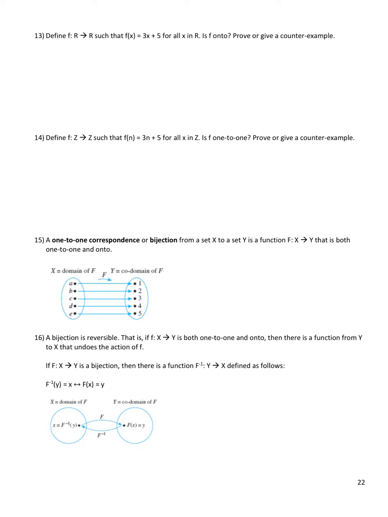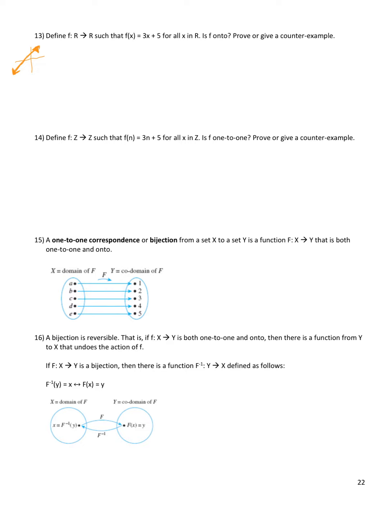Define a function f from the reals to the reals such that f of x equals 3x plus 5 for all x in R. Is f onto? Prove or give a counterexample. Okay, so just quickly thinking about the graph of f of x equals 3x plus 5, it looks something like that. So it looks like its range is all real numbers, right? This goes down forever and this goes up forever. So the range is all reals, which means that the range equals the codomain, which means this is onto.